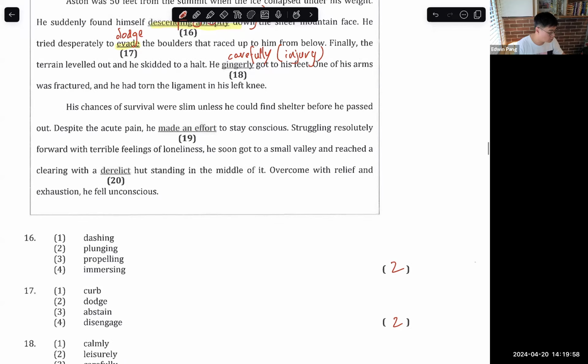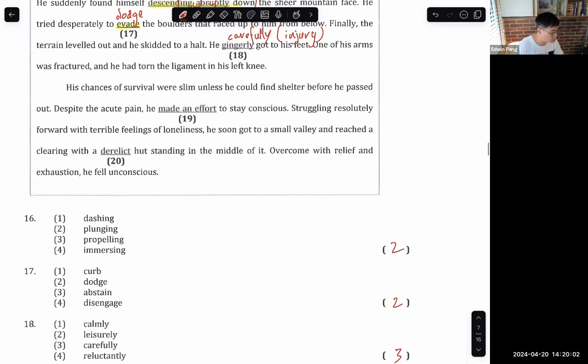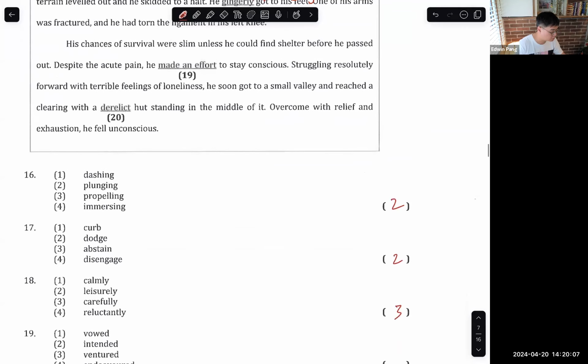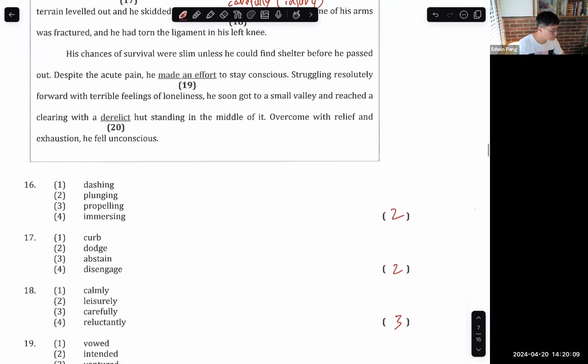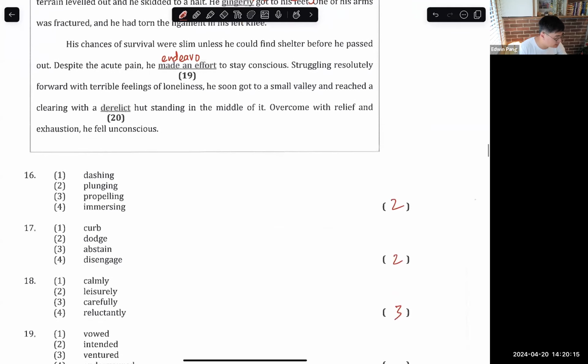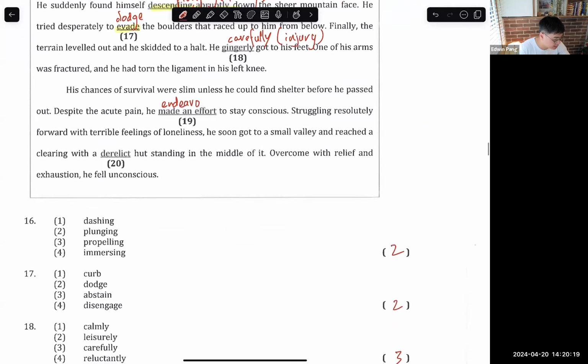Okay, so we go on to question number 4. So question number 4, he made an effort. Okay, so he made an effort. It's actually the word endeavored. Okay, some of you actually asked me, what is the meaning of the word endeavored? Okay, and the word endeavored simply means to try, right? So he tried to stay conscious. He tried his best not to lose consciousness, right?